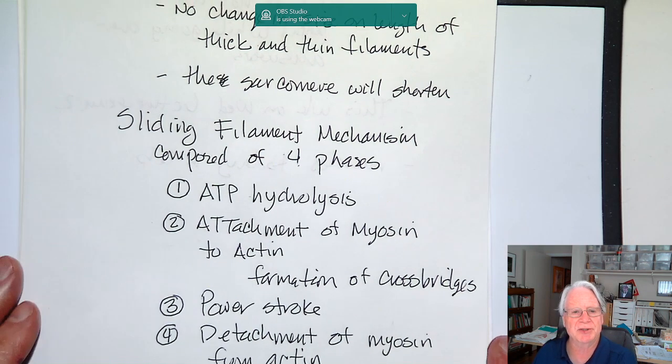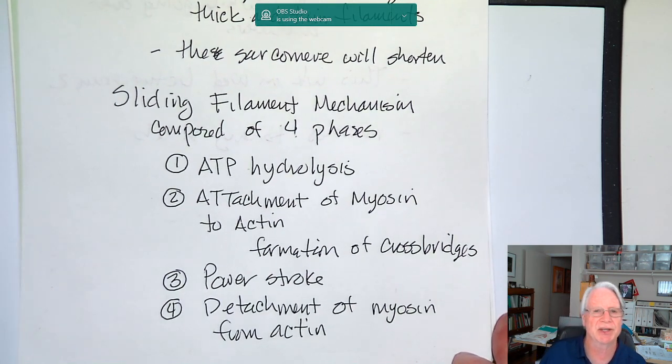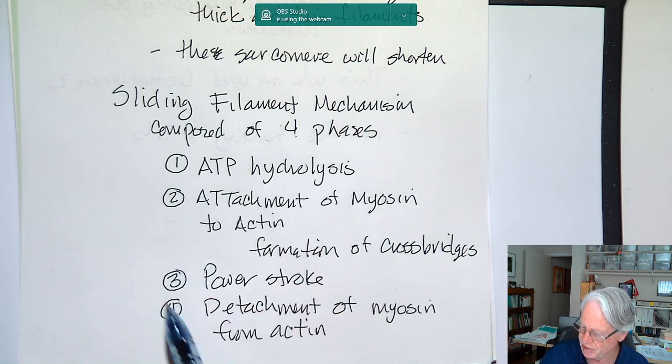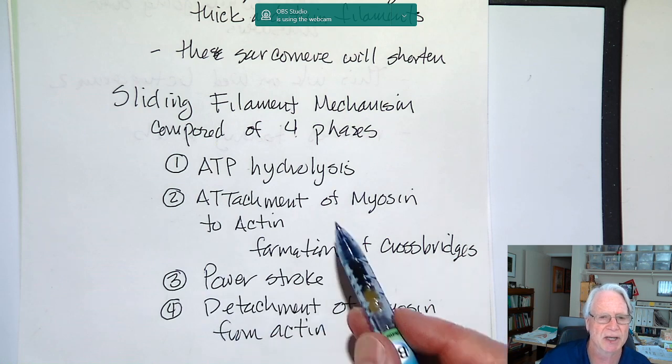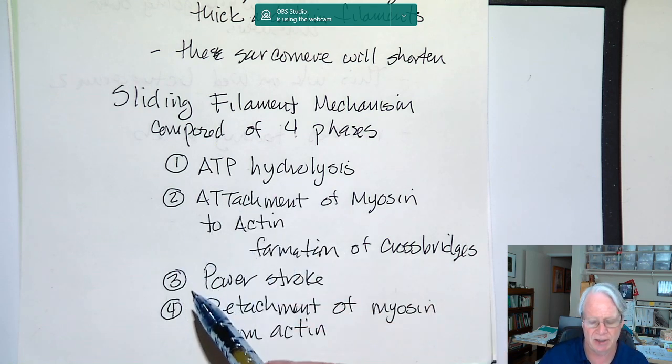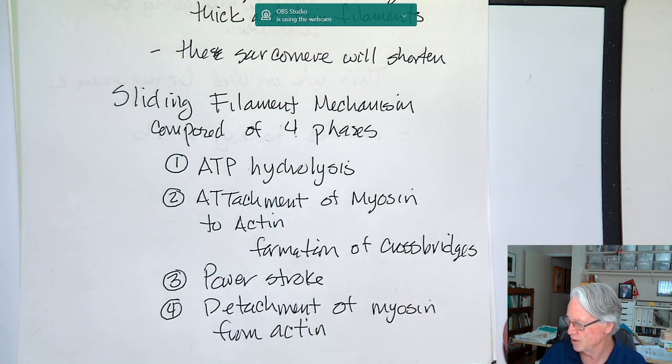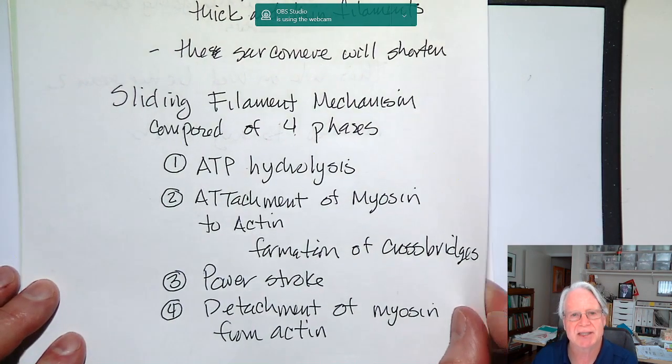So what we're about to describe, this sliding filament mechanism, we could describe as the contraction cycle, because these four phases are going to repeat themselves over and over again as the muscle is contracting. So we'll identify this as the contraction cycle.